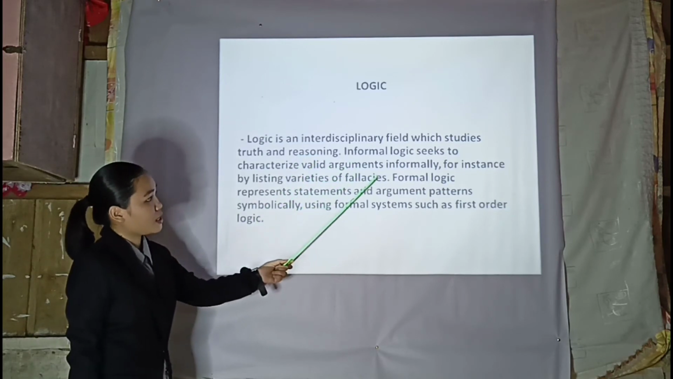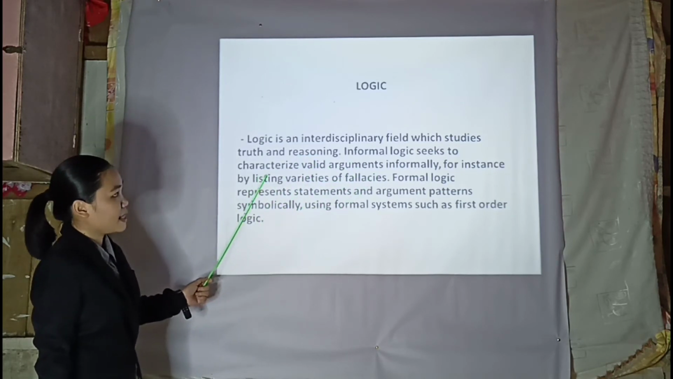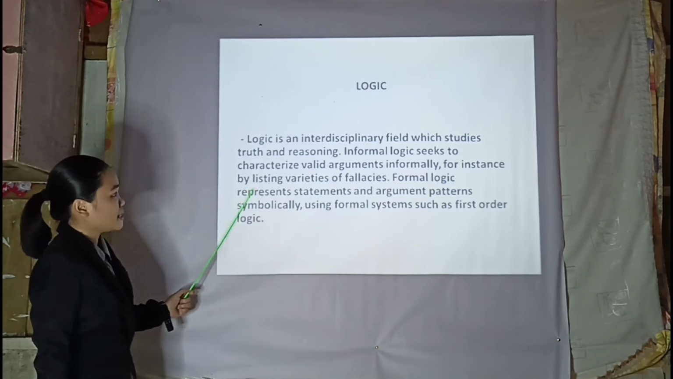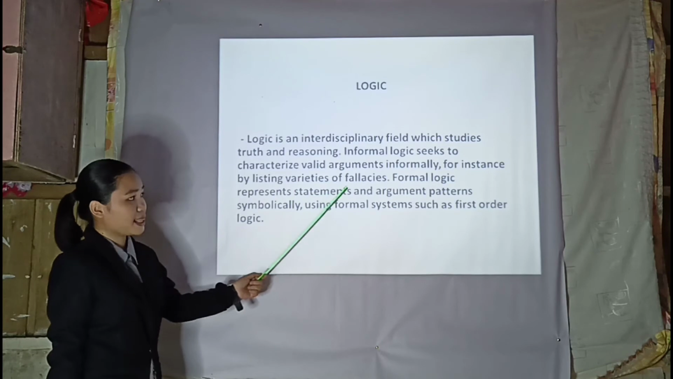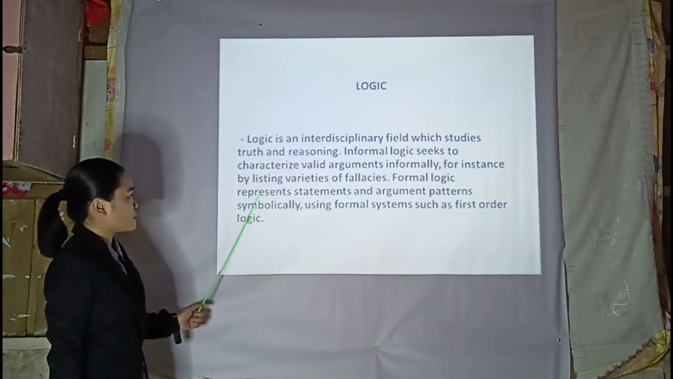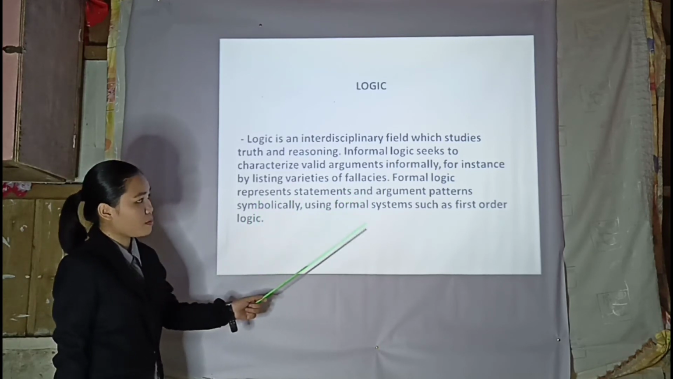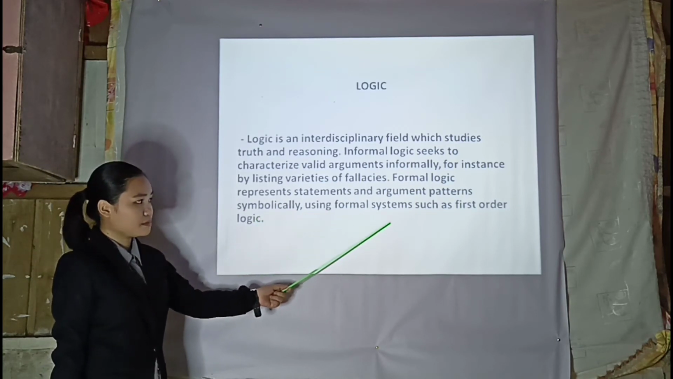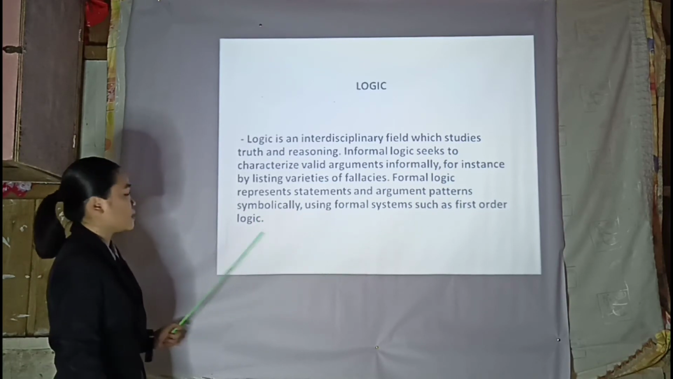So informal logic seeks to characterize valid arguments informally, for instance, by listing varieties of fallacies. Formal logic represents statements and argument patterns symbolically using formal systems such as first-order logic.